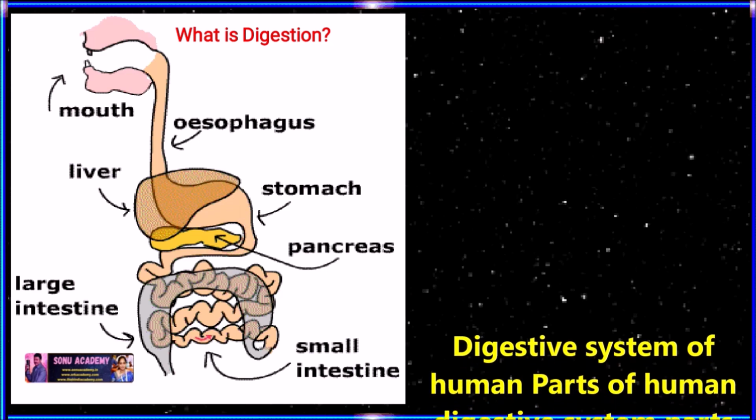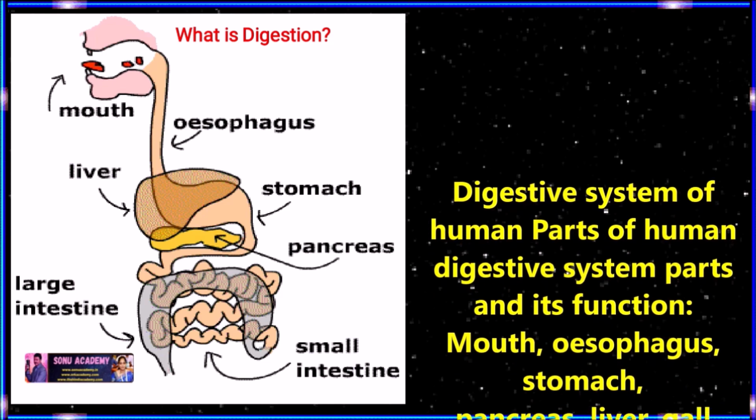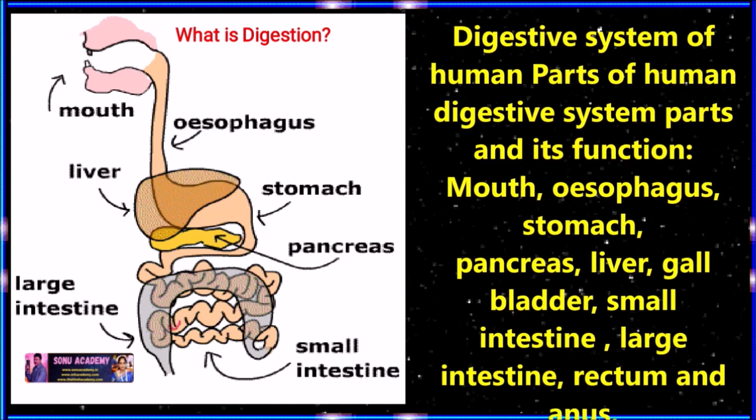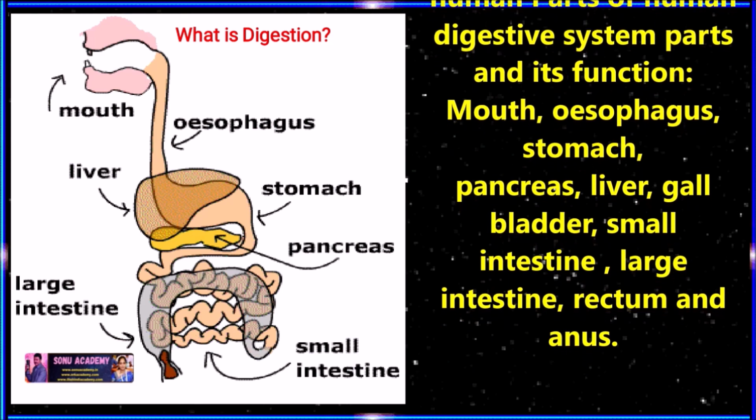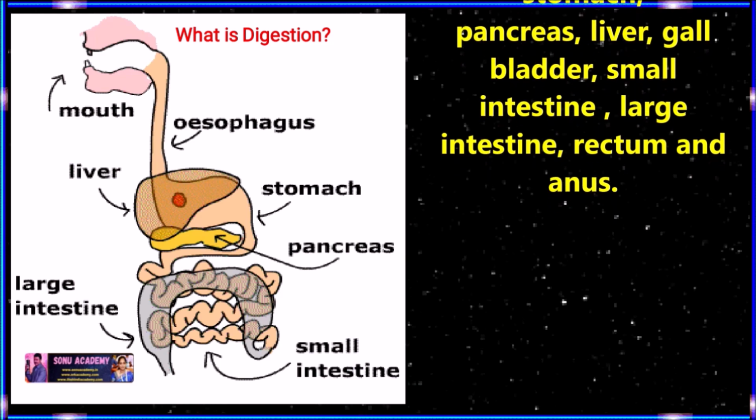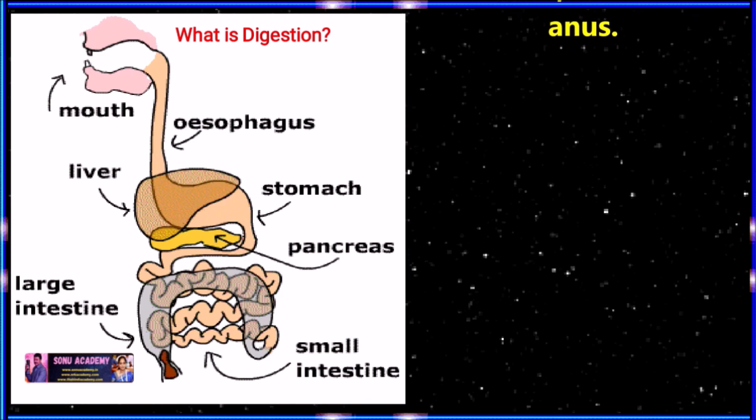Children, now let us discuss about human digestive system parts and its function. The human digestive system mainly involves the following parts like mouth, oral cavity, esophagus, stomach, pancreas, liver, gallbladder, small intestine, large intestine.